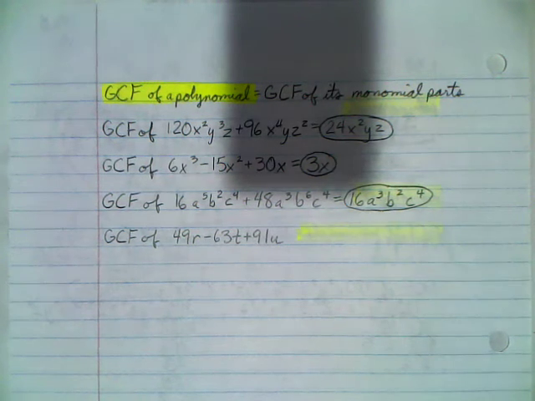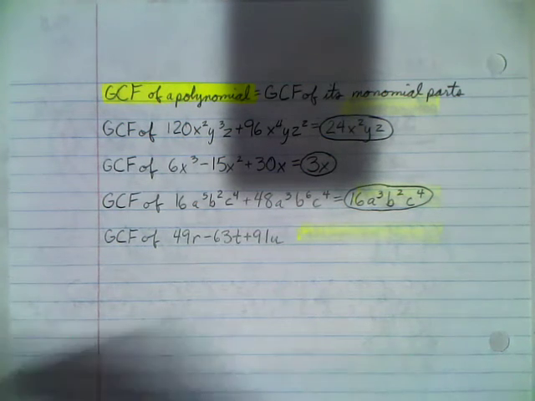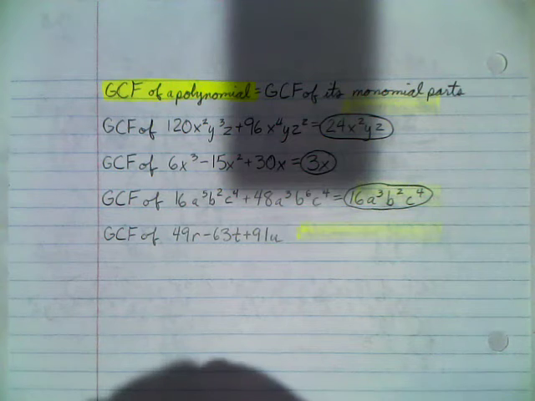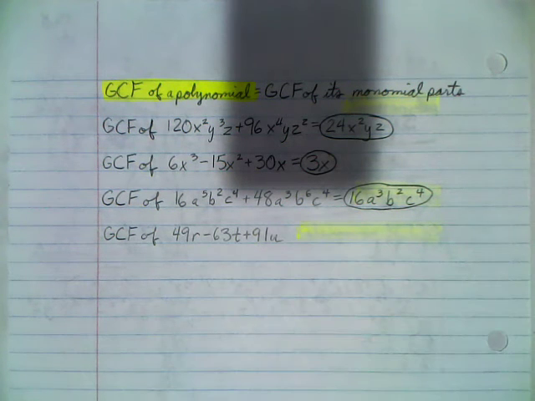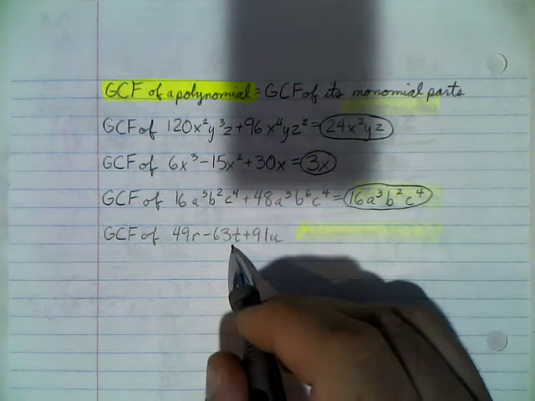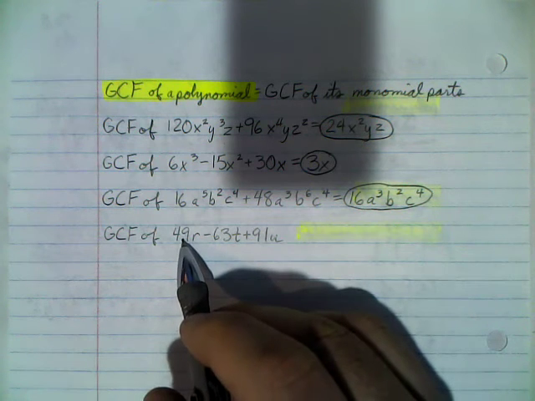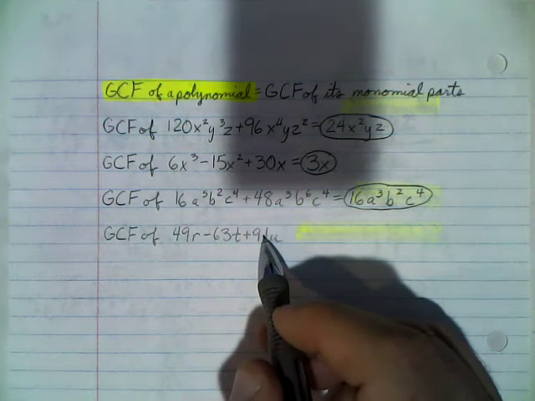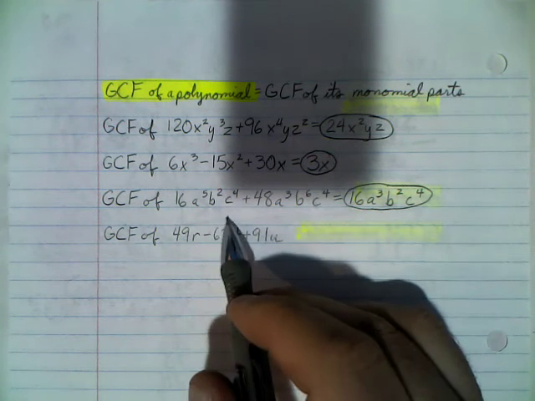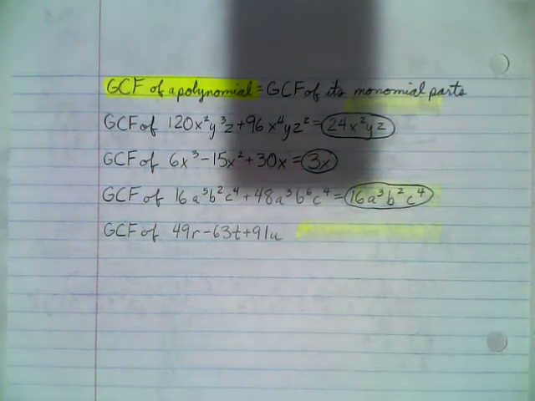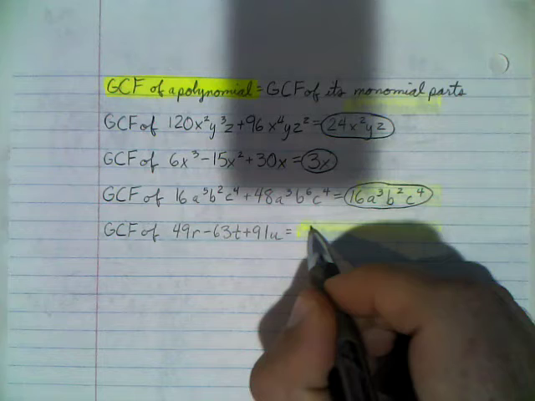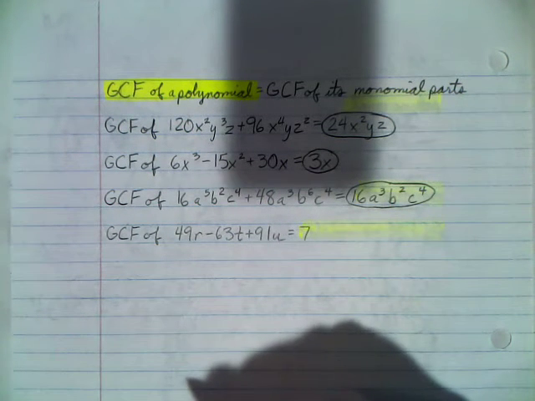So 49, 63, 91. Just take the numbers first. And sometimes when there's three terms, it's good to just start with two of them. So like 49 and 63, what can I pull out of both of these? Well, I could pull a 7 out. So let's consider, can I pull a 7 out of 91 as well? And yes, we can. It goes in 13 times. So it would go in here 7 times, here 9 times, and then 13. With a 7, a 9, and a 13 left over, is there something that we can pull out of them still? Well, no. So 7 is my number.